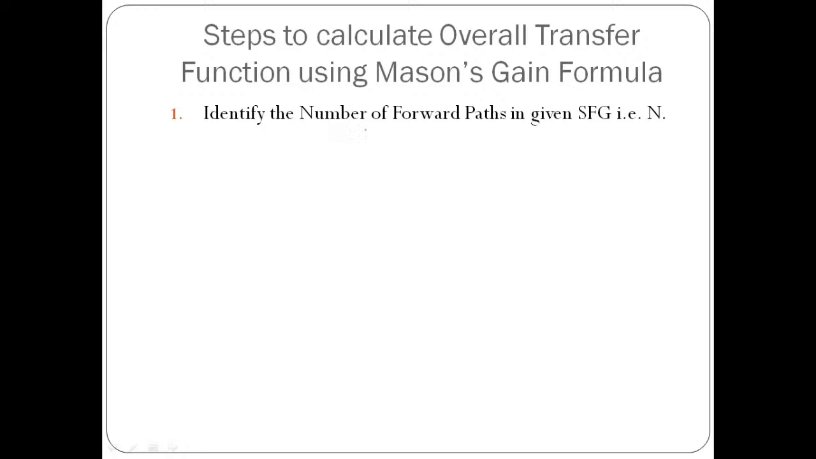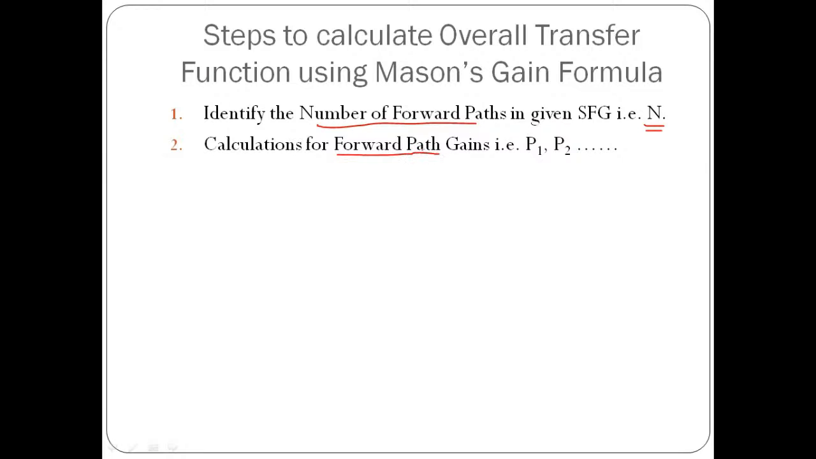The first step is we need to identify how many forward paths are available in the system. That means we need to calculate the value of n. That is very important. And then in step number 2, we need to calculate the gain of those forward paths. For example, in the previous case, suppose we considered that the number of forward paths is 2.